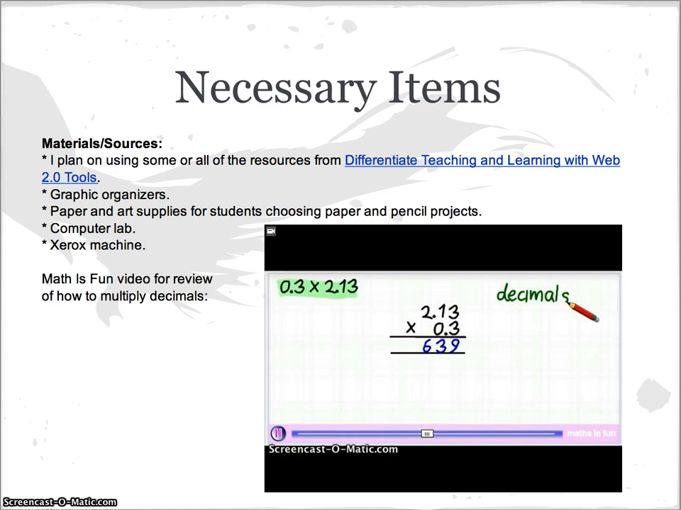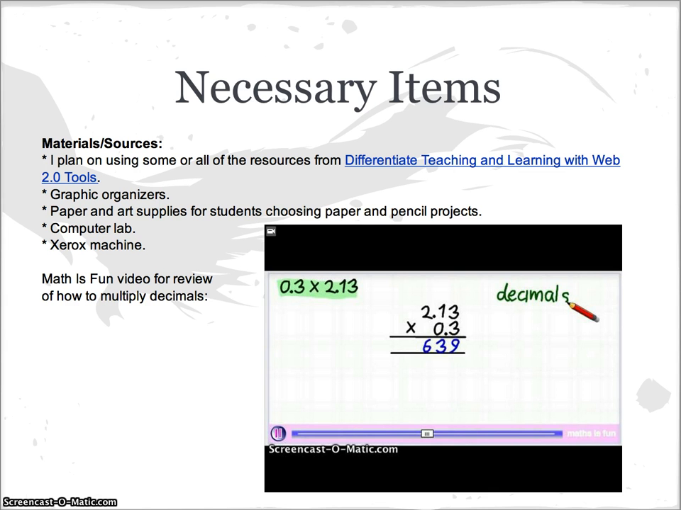Necessary items for this project were resources that I had gained from a website, an article that I found called Differentiate Teaching and Learning with Web 2.0 Tools. There were a number of resources there, and I incorporated some of them into my project, and then I found other ones as well that I had already been using.